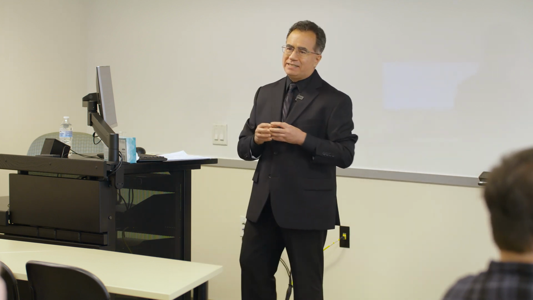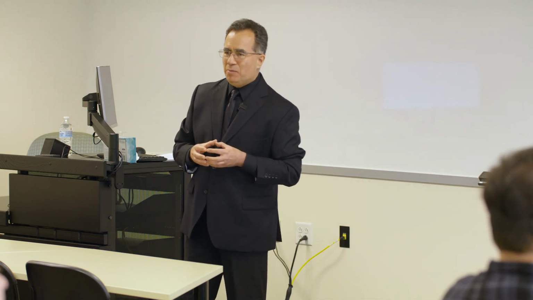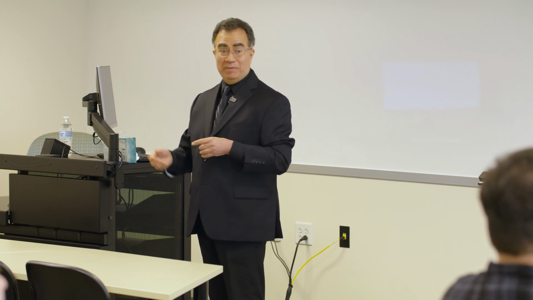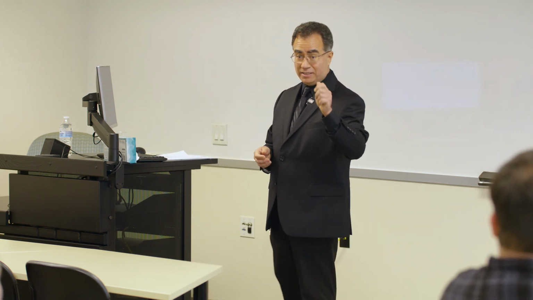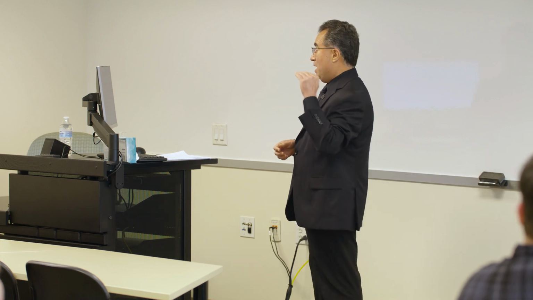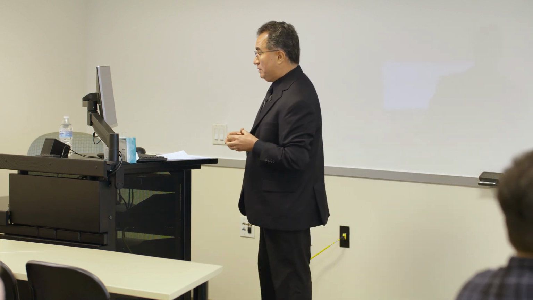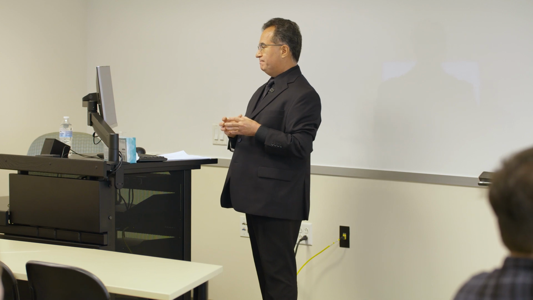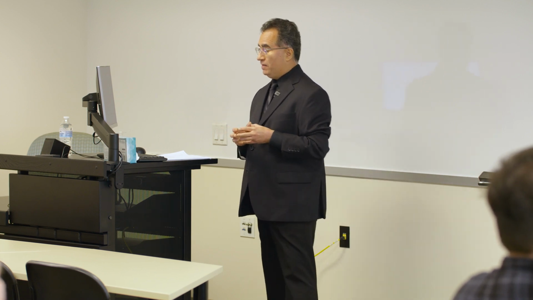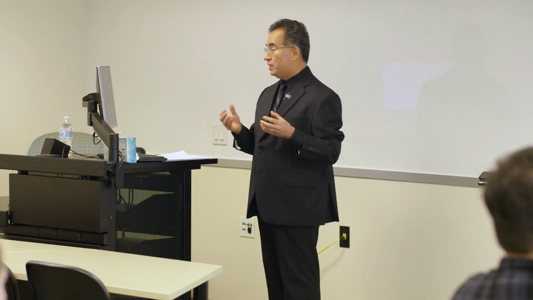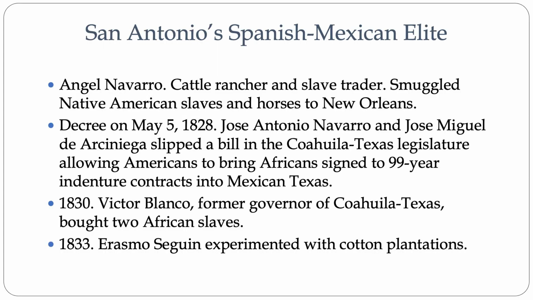When it comes to Texas, actually the San Antonio elite, many of them are on the side of the Americans. That's going to answer your question, because it is actually the San Antonio elite that slips this bill. The elites were the Navarros and the Seguins, and the Blancos were part of the Arciniegas. All of these were part of the elites. The Navarro patriarch was a cattle rancher and a slave trader. He sold Native American slaves in New Orleans. Yes, most people enslaved were Africans, but Native Americans were enslaved, and Mexicans were enslaved too.